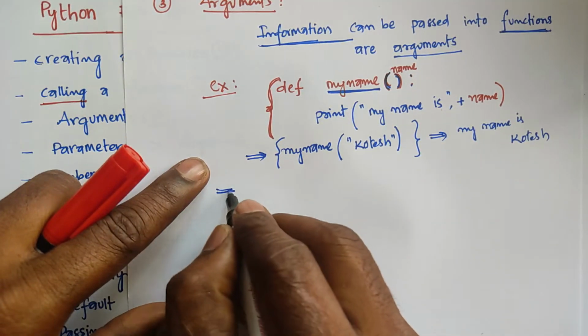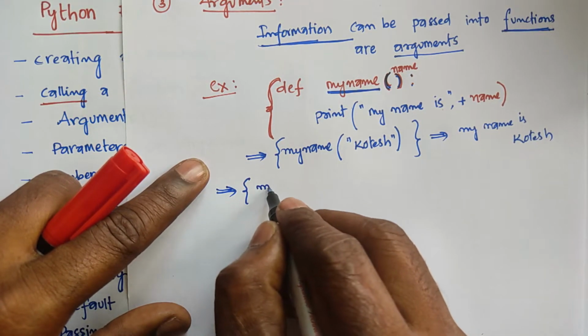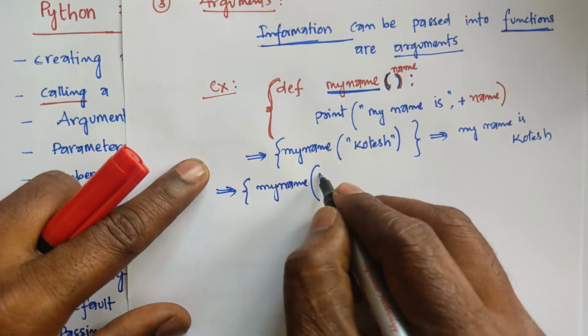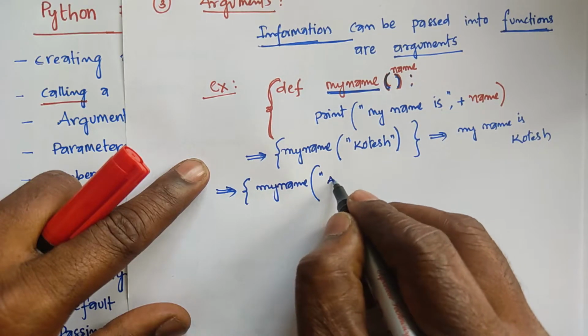For example, I am calling the same function, my name, with academy: my name is academy.